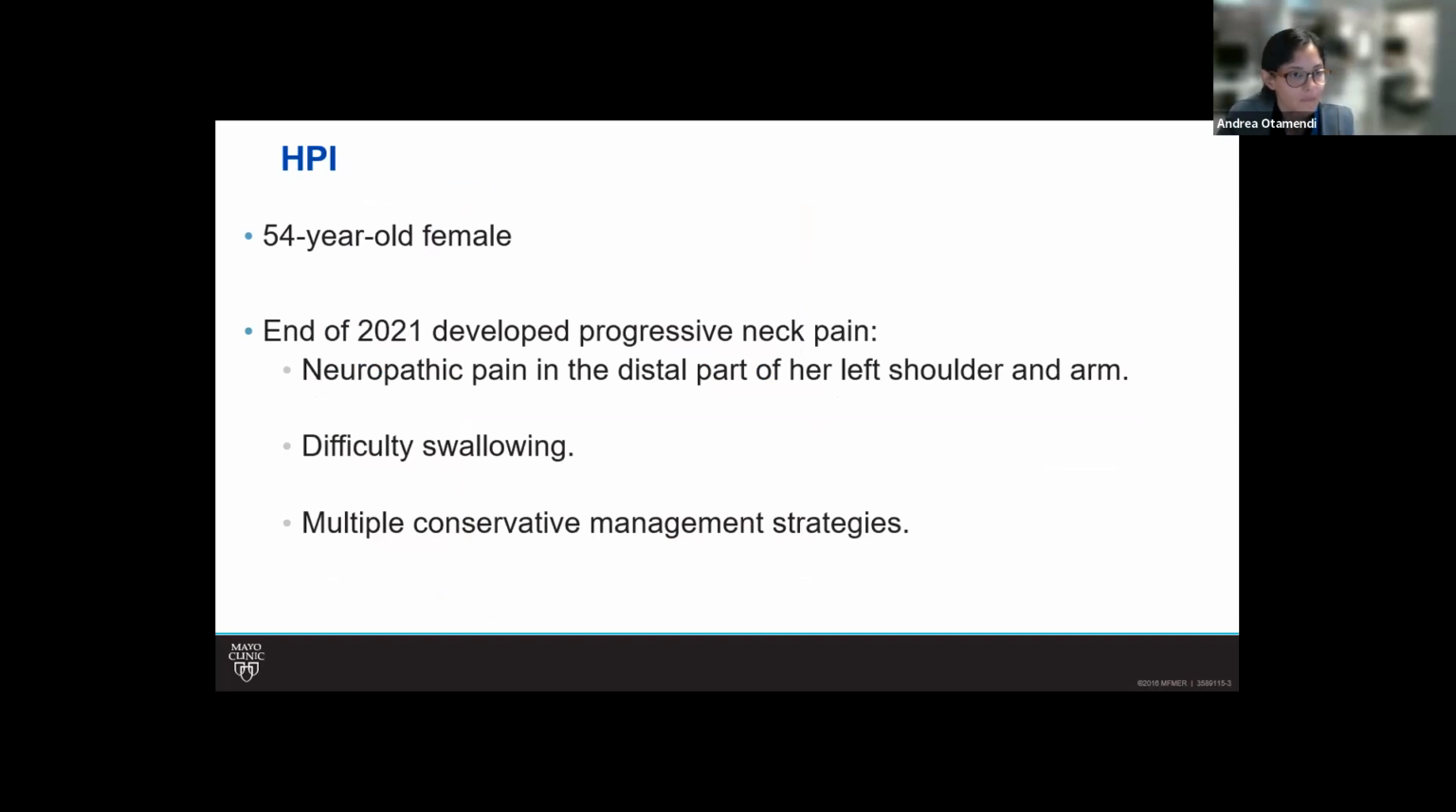So this is a 54-year-old female who started having progressive neck pain at the end of last year, by December 2021. She referred cervical myelopathy in the distal part of her left shoulder and arm. This was intermittent, and she also referred some difficulty swallowing. The patient denied any bowel or bladder symptoms. She tried multiple conservative management strategies, but they didn't help with the relief of her pain.